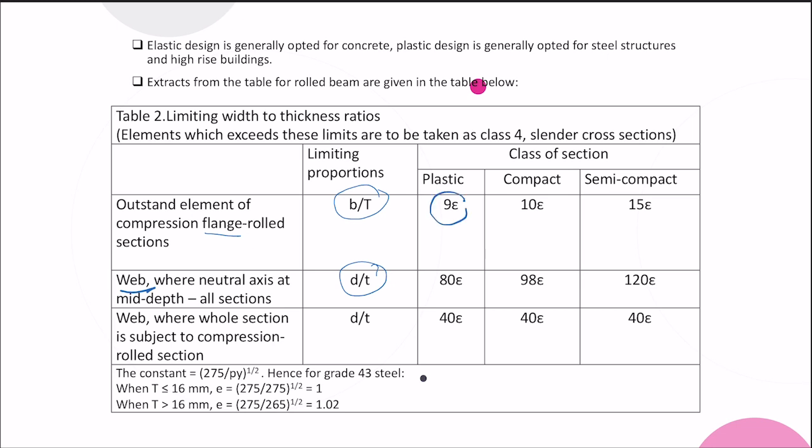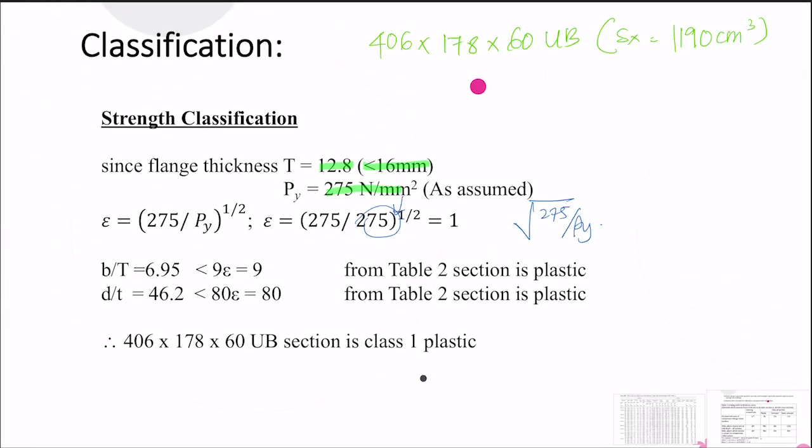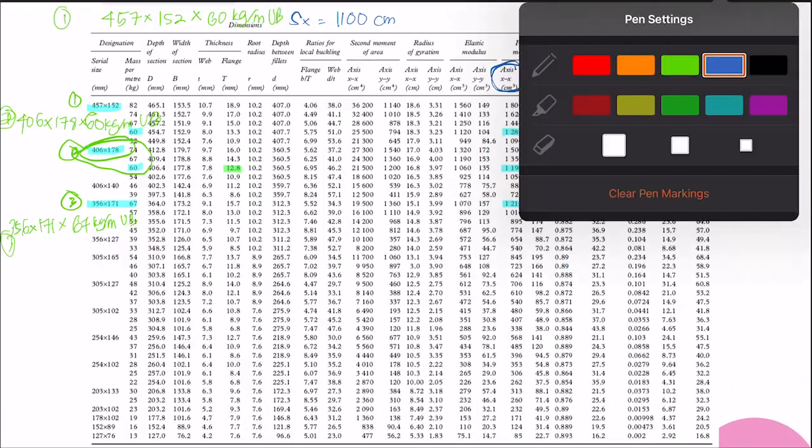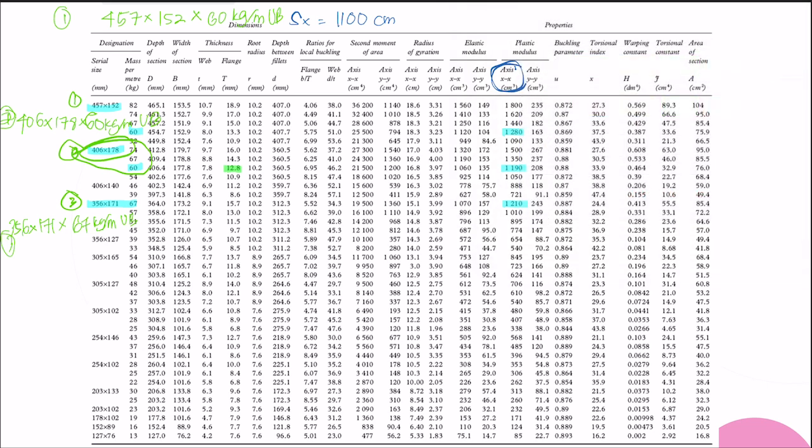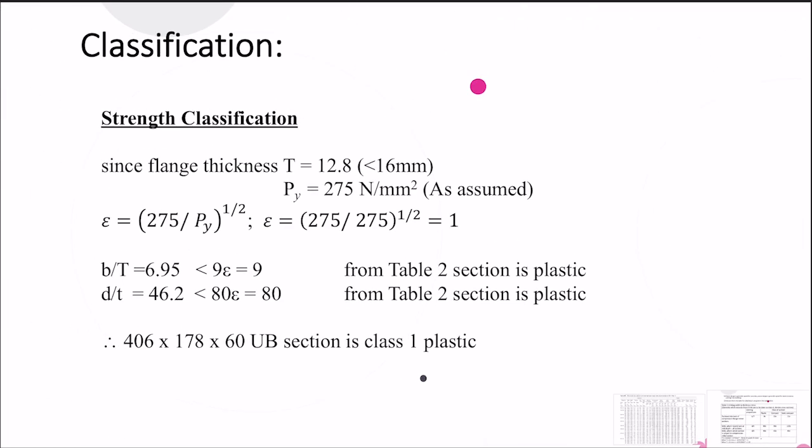And this is the limitation, which for plastic is 9 constant for the flange. And for the web it is 80 constant, D over T. Right, so we will compare with this one first. We need to get the value of B over T and D over T of the section. Okay, so we will refer to this table again. Get the value of B over T, which is 6.95 here. And D over T is 46.2. Okay, so that is the value for the section. Okay, so we will look here. Okay, so 6.95 and 46.2.